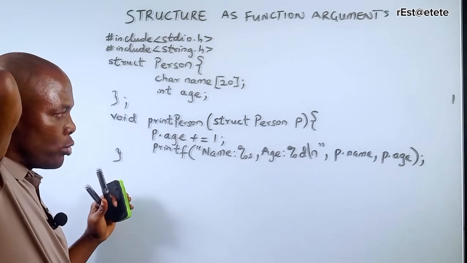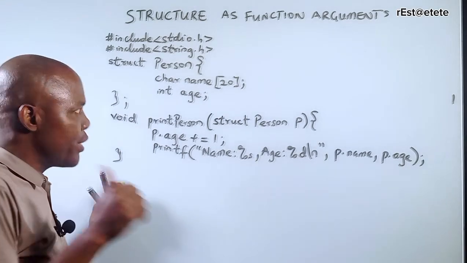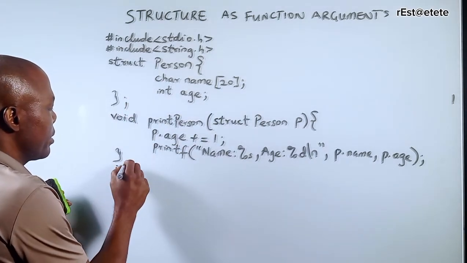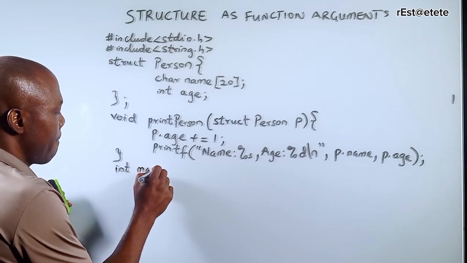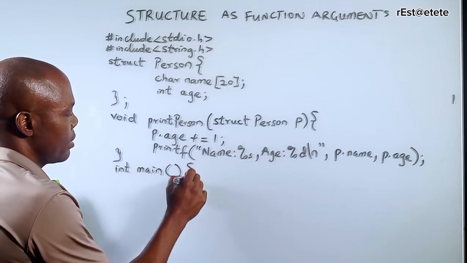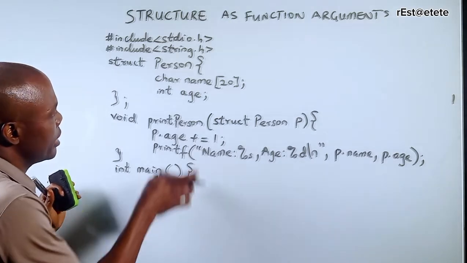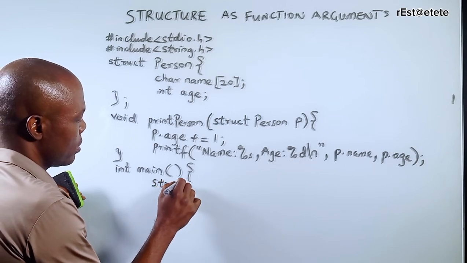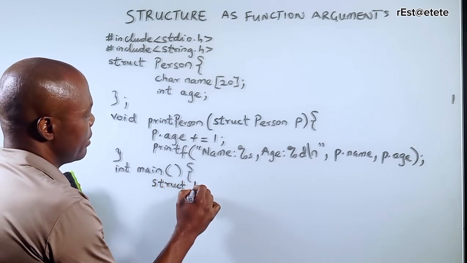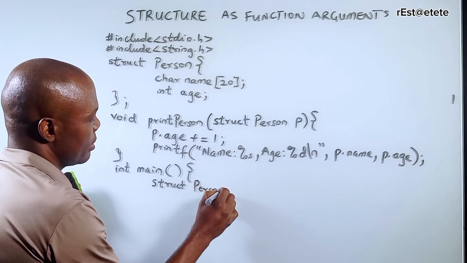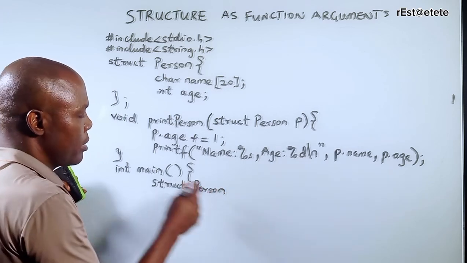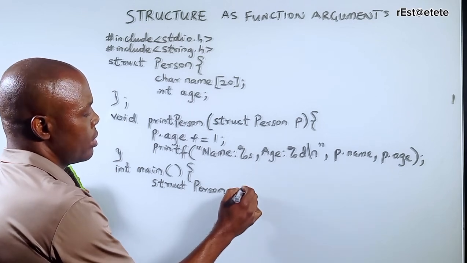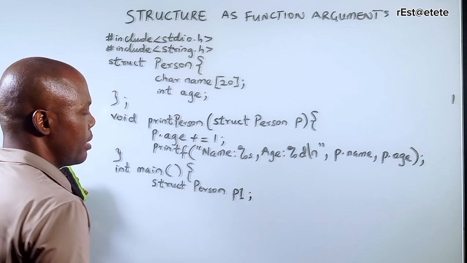Now I am going to create a variable for my struct. That is inside my main, int main. That's my main function. Inside this main function, I'm going to create a variable for that. So I will say struct person. I'm just trying to manage the space. I will call it p1, so person 1.